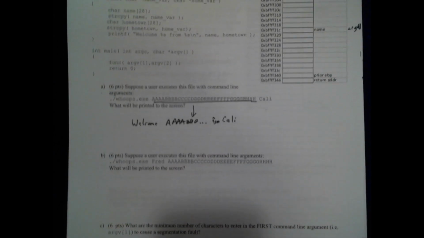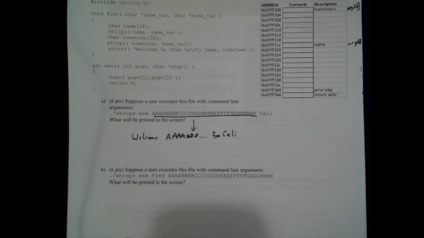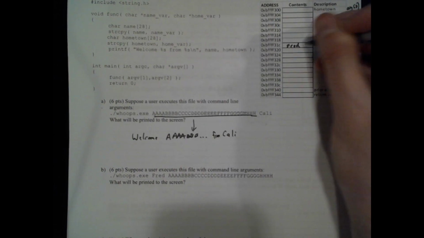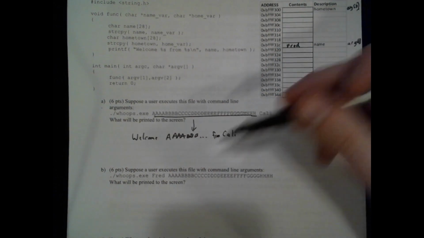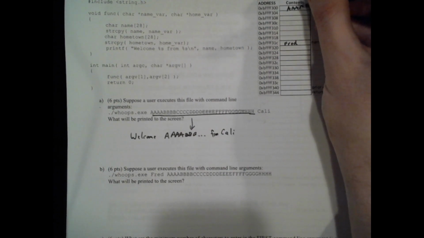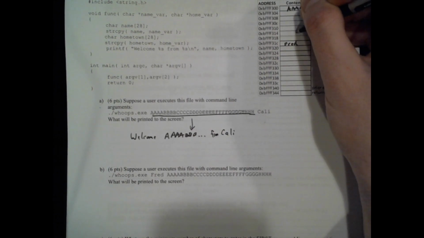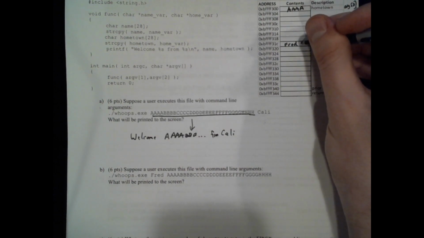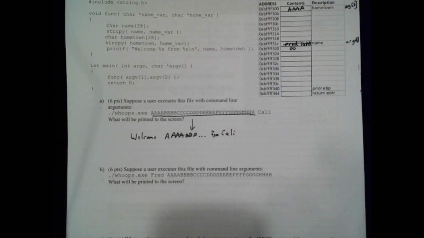And that's hopefully a little bit of guidance for the second problem here, which is suppose the user executes this file with command line arguments whoops.exe Fred and then AAA, BB, CCCC, etc. So now Fred is going into name. So we're going to take up this space here, and that's going to be what we have in name. And then hometown is going to take this huge argv2 that we're passing in, which is going to be AAA, BBBB, CCCC, DDDD, E's, F's, G's, and the H's that we put in when we string copy those, that's going to actually overwrite Fred. And then we're going to end up with the null terminator after that.